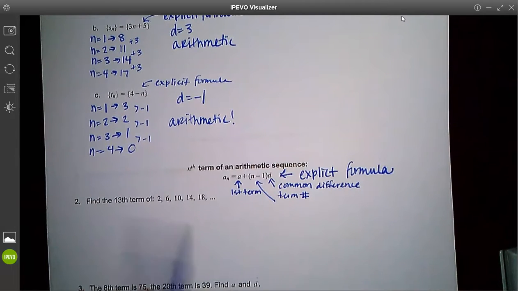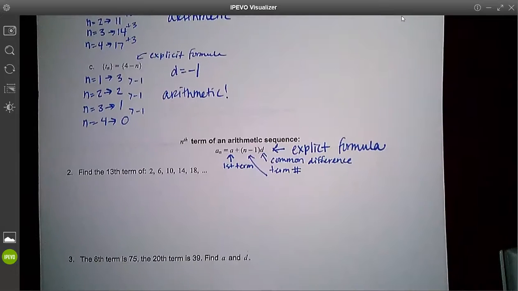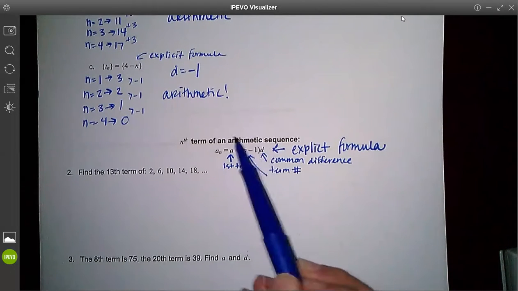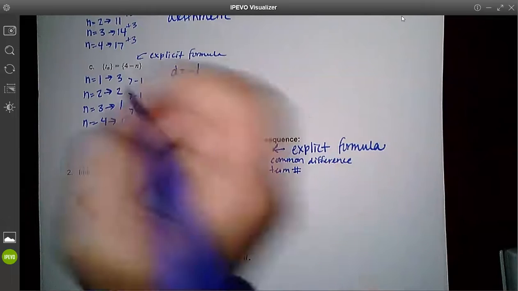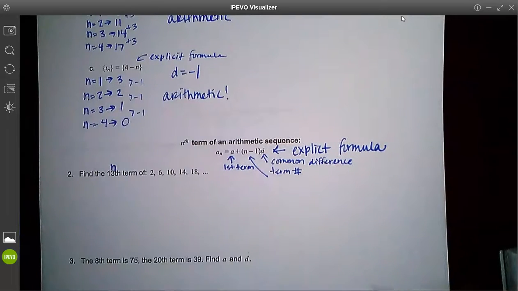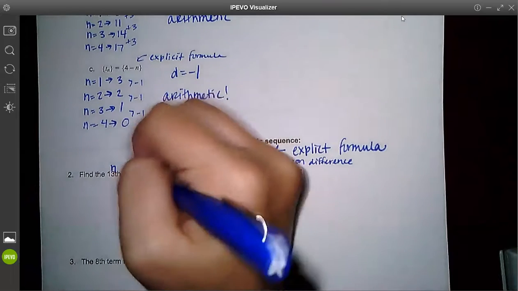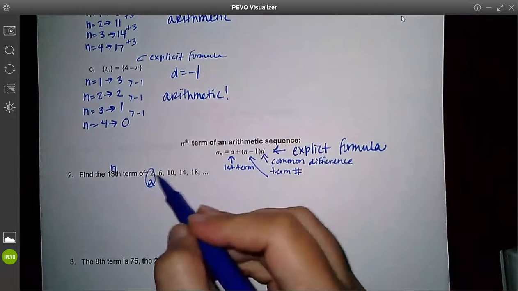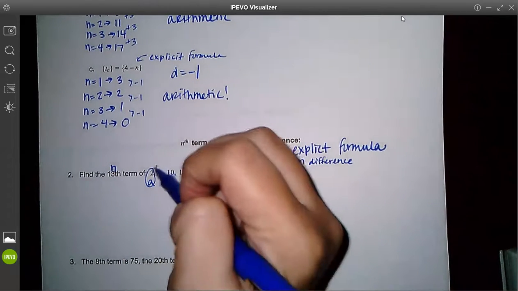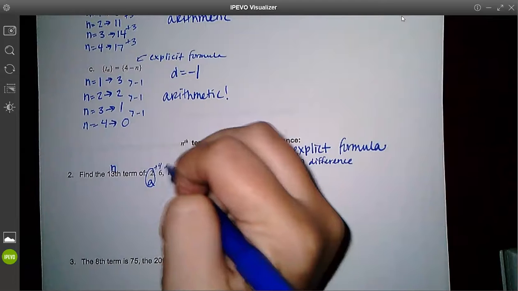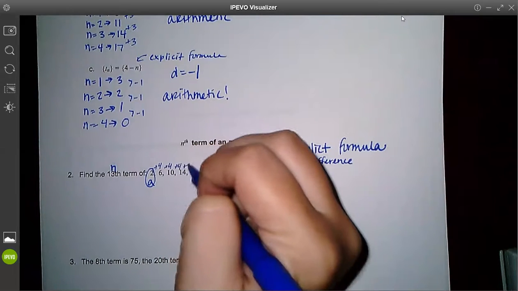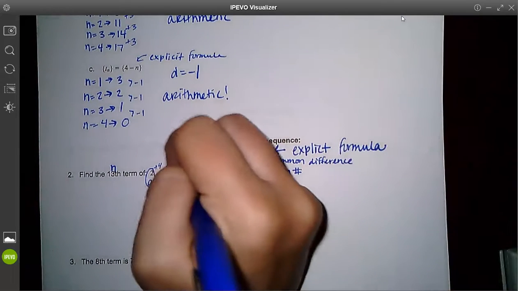So here, if I want the 13th term of this sequence, you have to find your first term, your common difference, plug it into your formula, and then plug in 13 for n. So this is our n value. This is our a value, which is 2. And our common difference d, we're adding 4. Adding 4, adding 4, adding 4, it works. So d equals 4.